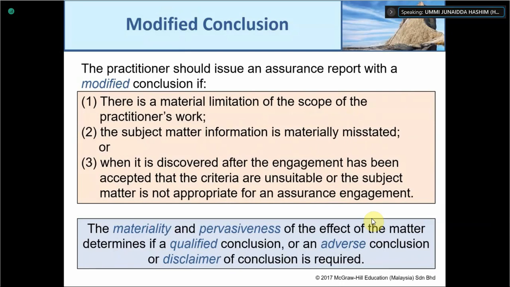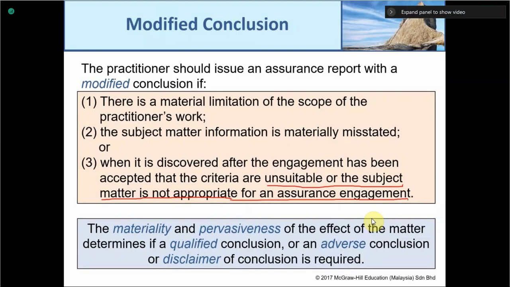It will be due to the following: if there is a material limitation of the scope of the practitioner's work, or the subject matter information is materially misstated, or when it is discovered after the engagement has been accepted that the criteria are unsuitable, or the subject matter is not appropriate for an assurance engagement. The auditor does not withdraw, but provides a modified conclusion when finding it unsuitable or not appropriate for an assurance engagement.